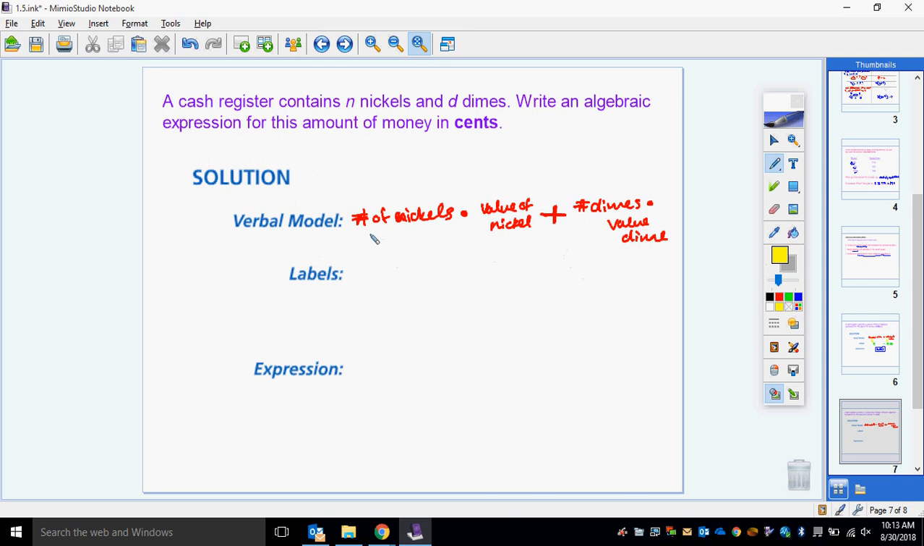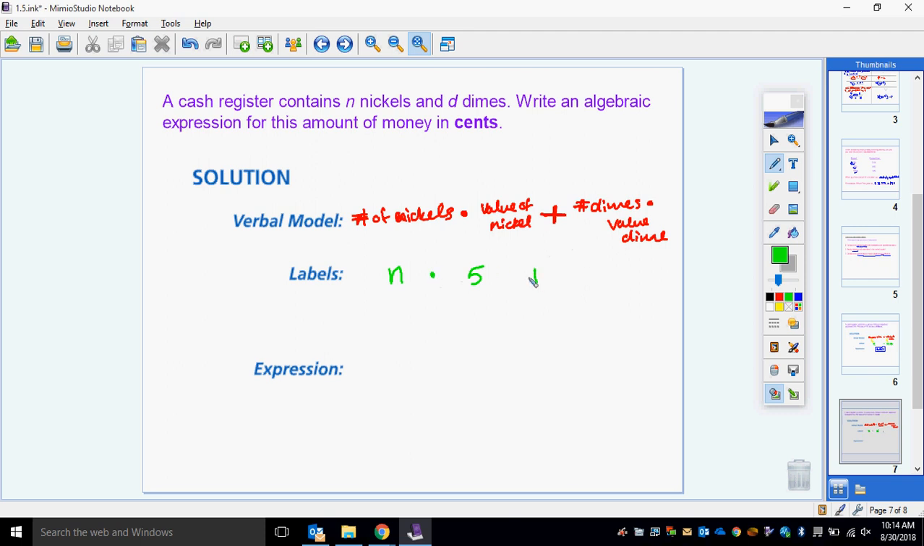Now let's decide some labels. The number of nickels, I don't know. We're calling that N. The value of a nickel, and remember we're in cents. Okay, so a value of a nickel in cents is not 0.05. That would be in dollars. In cents, it's just 5. Right, 5 cents.